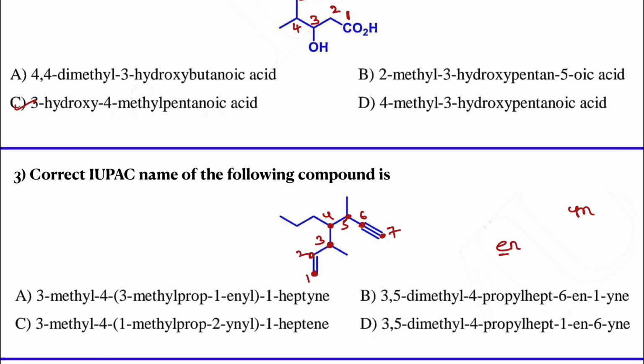Two options you have. But here, after writing the root word, 1-en-6-yne, this option says 6-en-1-yne, that is wrong. So the numbering is wrong. So the correct answer will be D.